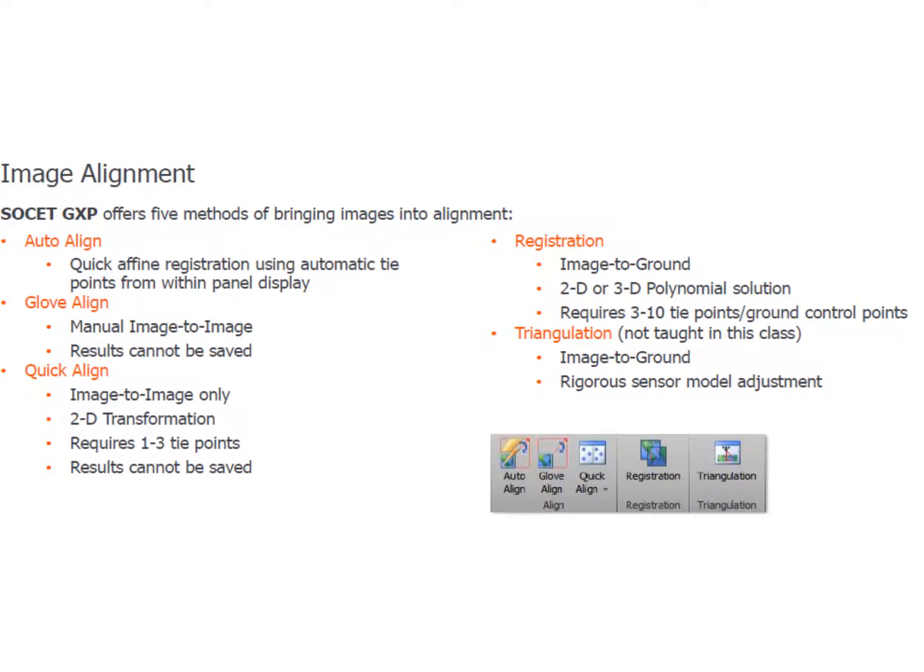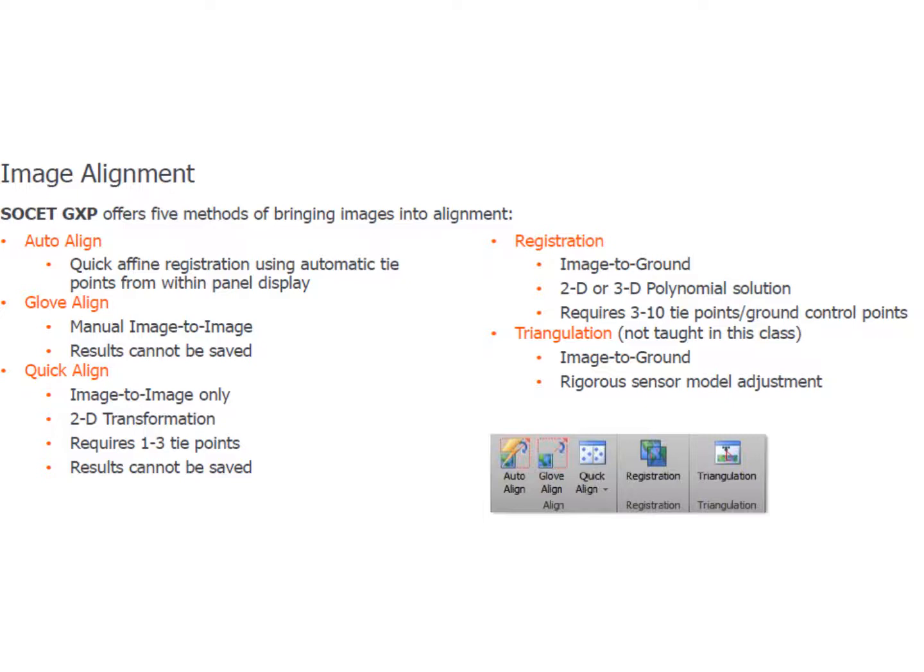So how do we align images? Well, Socet has 5 methods to make this happen. The first one is the auto align. It's a quick affine registration. It uses automatic tie points from within the panel display, and it fixes everything up. You can glove align, which is basically manual, but you really can't save those. And you can do the quick align, which is an image to image only 2D transformation. You have to pick out 1 to 3 tie points, and again, these results can't be saved either.